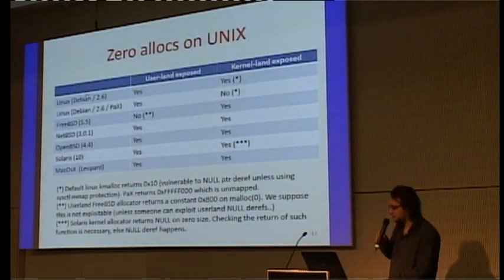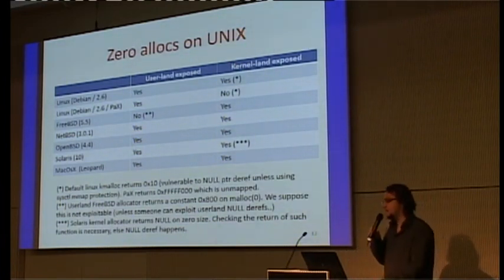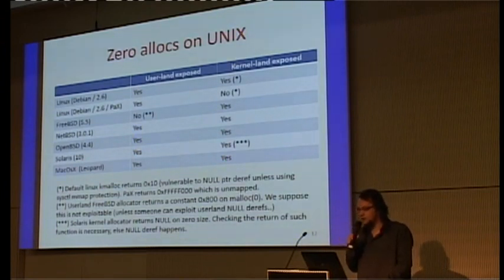Other operating systems, for Linux, same behavior. Linux with PAX, same behavior, except for kernel land. So PAX introduced a very nice mitigation for zero-size heap allocations in kernel. Basically, by default, the kmalloc function on the Linux kernel returns 0x10. So it's vulnerable to null pointer dereference kind of attack when you map the null page and everything. So it's not a very good idea to return 0x10 by default, because you can still have a dangling pointer.